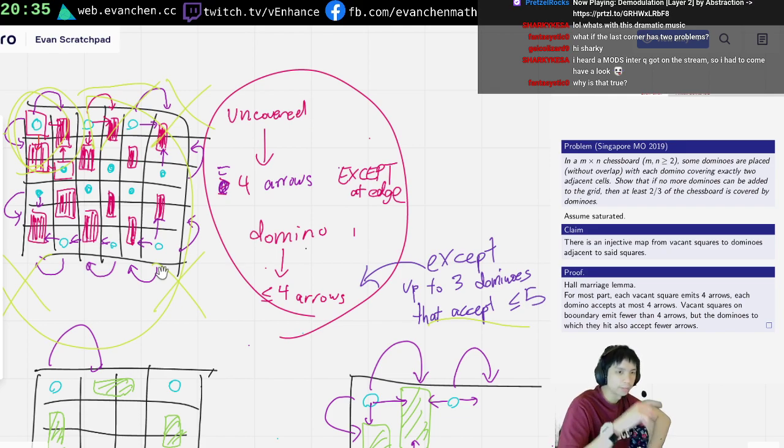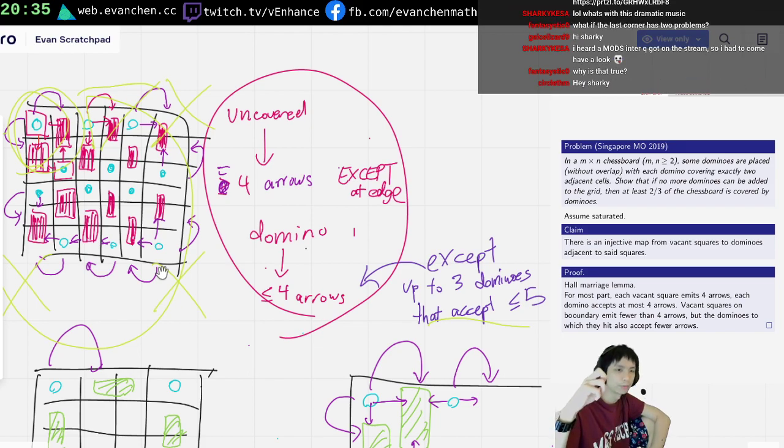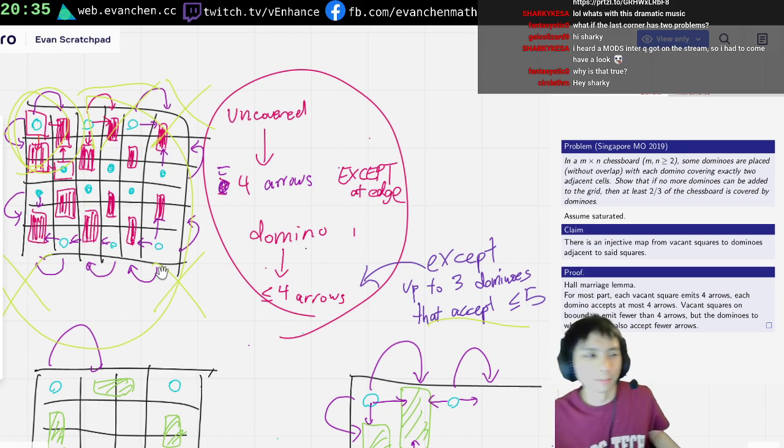Every corner has at most 1 problem caused by the fact that corners sort of emit both. All right, this is getting very sloppy. So let me write this properly.